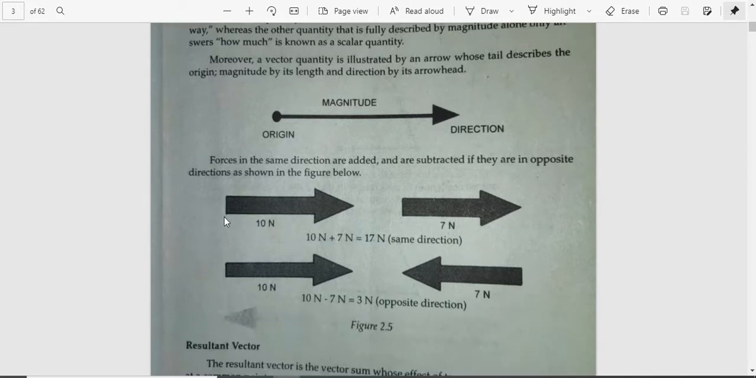You have here, first example, your 10N padto sa right. Then you have 7N, padto sa right man gihapon. Ano ng letter N? It signifies Newton, the unit for force. So 10N plus 7N, kay same direction, you have 17N. Next, same lang gihapon ang given, you have 10 and 7, but the 7 is going sa different kind of direction. So, you have 10N minus 7N is equals to 3N. Kaya nag-minus siya because it is in opposite directions.